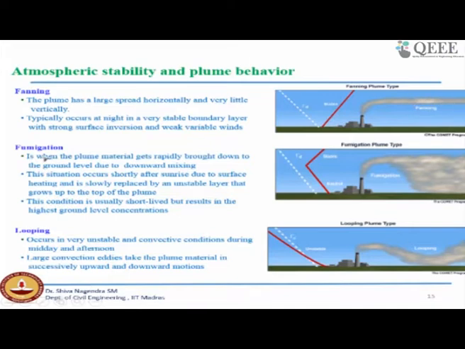Next comes fumigation. Here you have a neutral stability, and then you have a stable atmosphere. A stable atmosphere means an increase in temperature with height. So all the pollutants released from the stack will get accumulated and move towards the ground. Looping is again good for dispersion. It generally happens in unstable conditions because of the unstable atmospheric nature, so you will notice the plume spreading in the form of a loop.